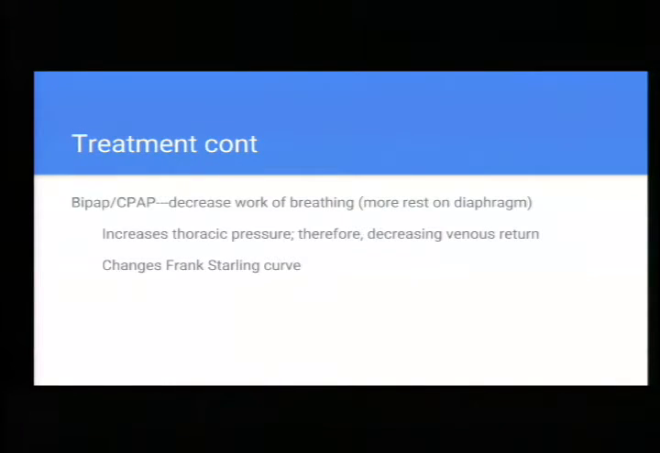BiPAP or CPAP. Most of the time we're doing BiPAP here, but obviously you guys have CPAP in the field. So the biggest thing is it just decreases their work of breathing. It uses less energy, so it's more rest for the diaphragm. The other process is it increases your thoracic pressure. So increased pressure here decreases that venous return. Again, it changes your left ventricular end diastolic volume, pushes that Frank-Starling curve to the left. So that's why CPAP works.